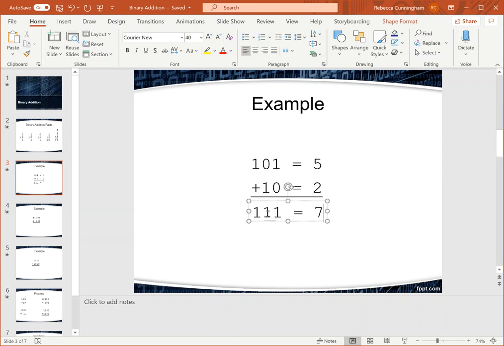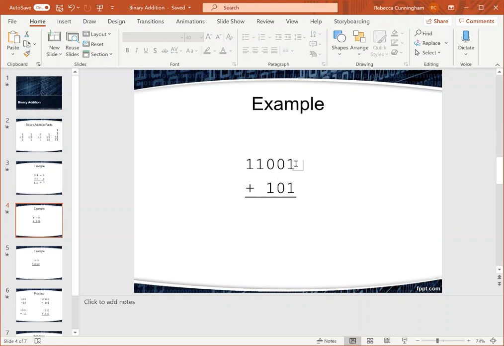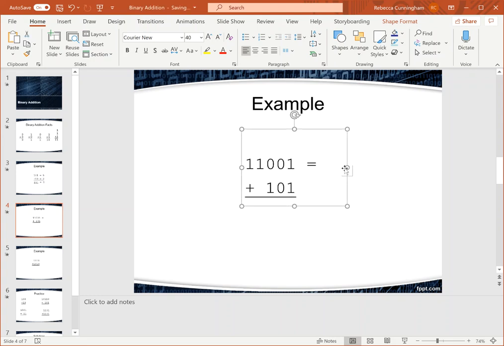All right, so that was a really simple one. There weren't any carries in that one. So let's look at one that has some carries. First of all, let's do the conversion again so that we know what we're dealing with. So I'm going to start from this side because bigger numbers are easier to add.